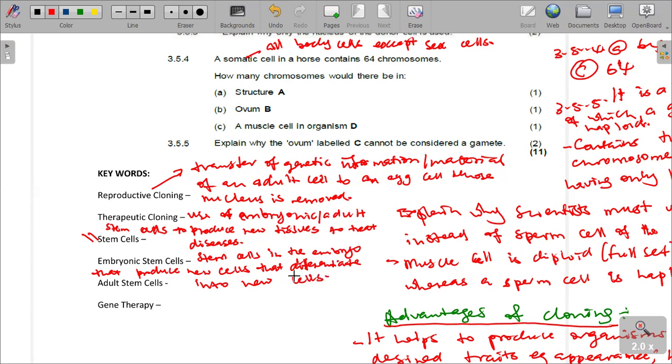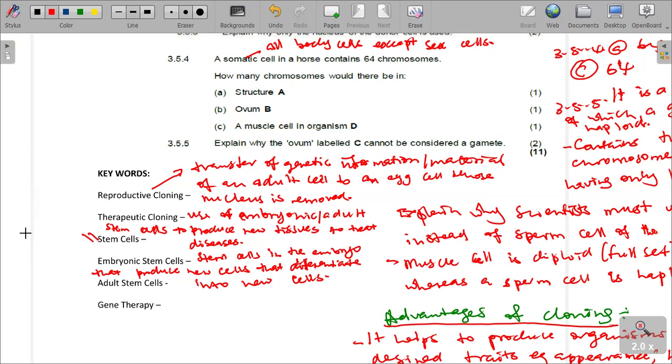That's what we call embryonic stem cells: stem cells in the embryo, in the very young, developing ones, that produce new cells that differentiate into new cells. Adult stem cells are the stem cells in the mature tissues in an organism that produce new cells.